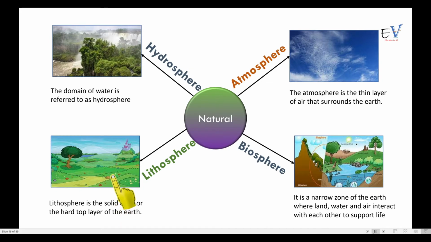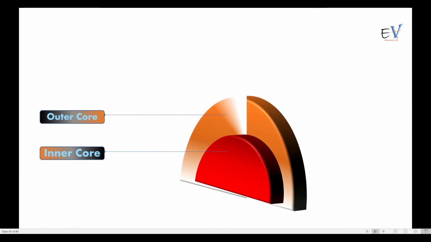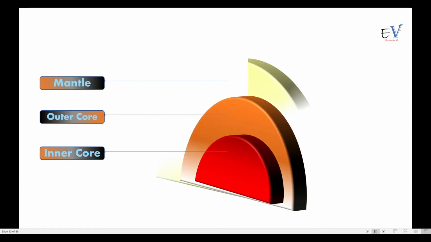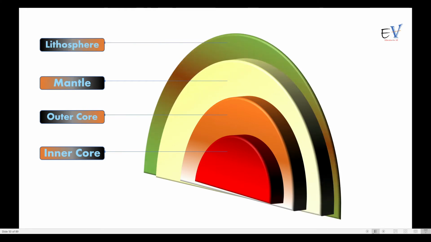Now let us learn some more facts about lithosphere. The inner part of Earth comprises of three layers. The innermost layer is core, which is in molten state. And then we have outer core. The next part is mantle. We will learn about all these three in the next chapter. Today we are going to focus on lithosphere.